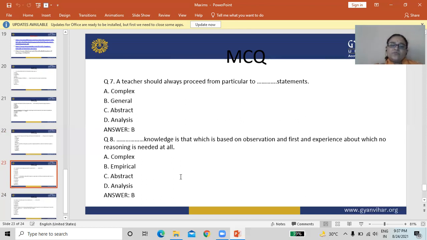Next MCQ: Blank knowledge is that which is based on observation and first experiences about which no reasoning is needed at all. Option A complex, option B empirical, option C abstract, option D analysis. Correct answer is option B empirical. Empirical knowledge is that which is based on observation and first experience about which no reasoning is needed at all.